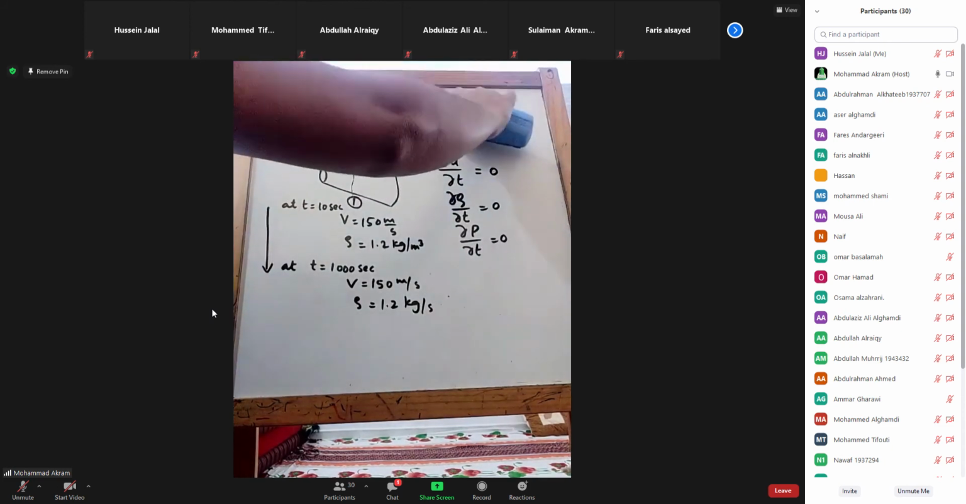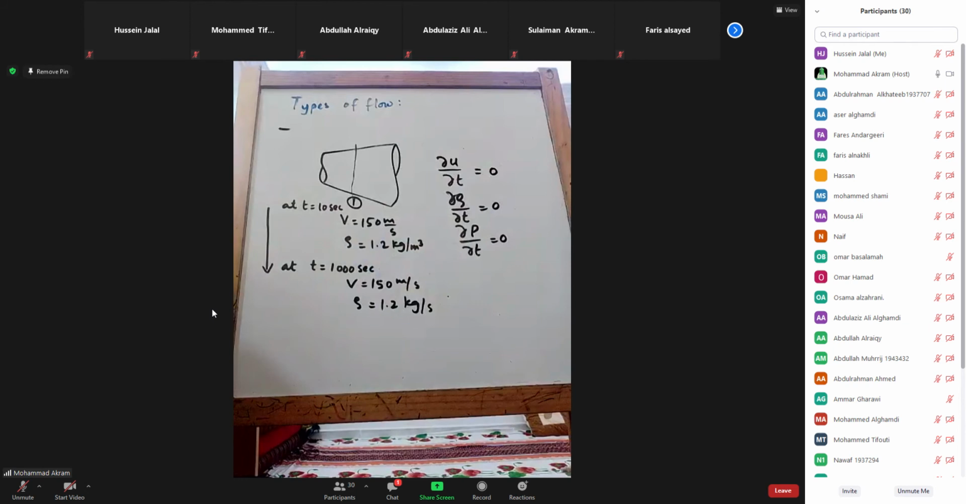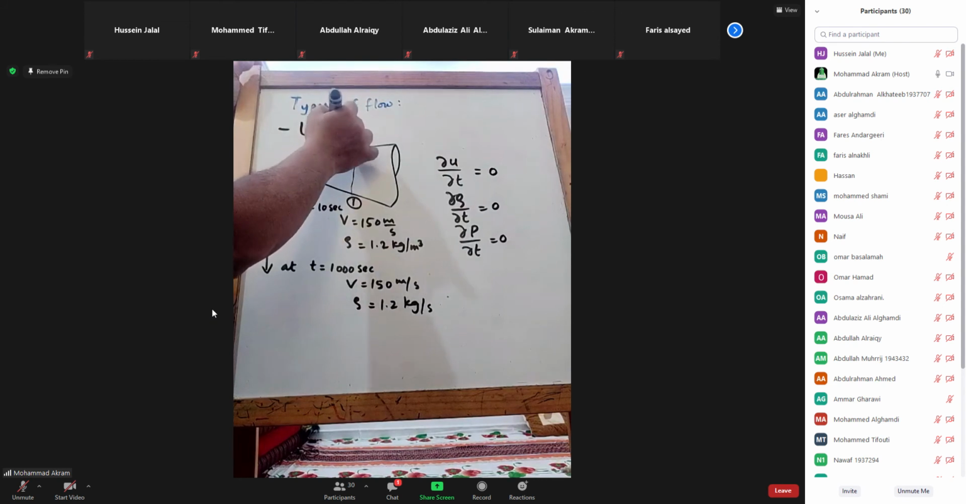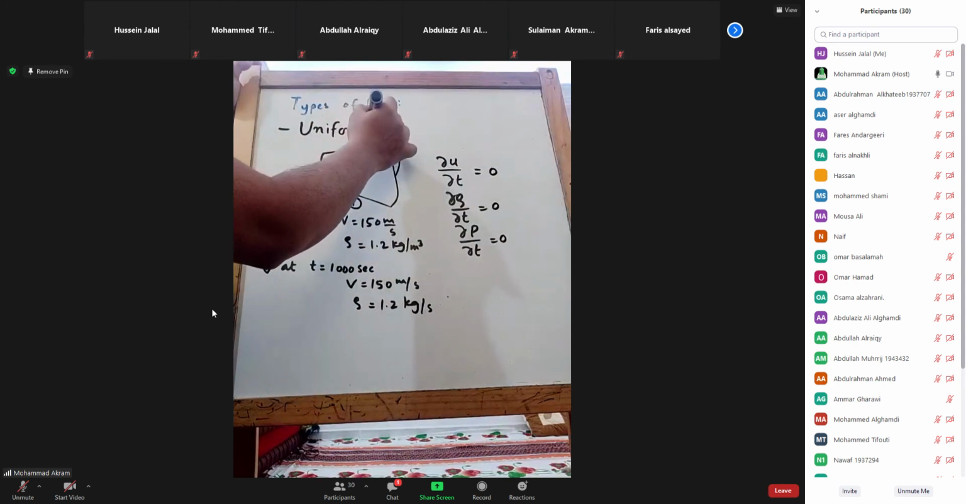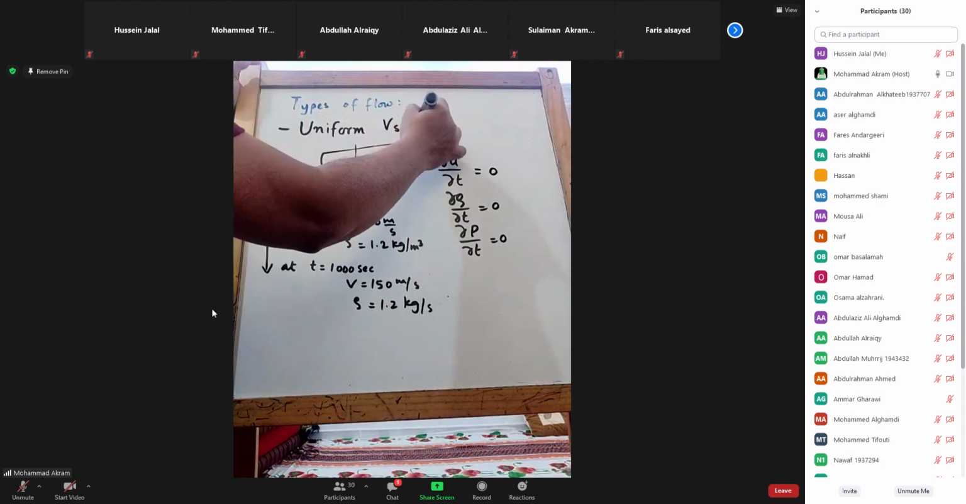So first was steady versus unsteady. Then we have uniform versus non-uniform flow.